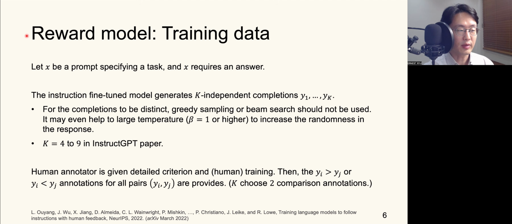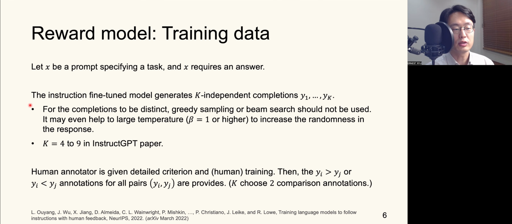All right, now let's talk about the reward model. We'll denote with X a prompt that specifies a task. Think of X as a question, a query that a user would provide into the chatbot. And this query X, this prompt X, requires an answer. Then we'll have the instruction fine-tuned model generate k independent completions. So y1 up to yk, these are IID completions based on the same prompt. So they are answers to the same question X.